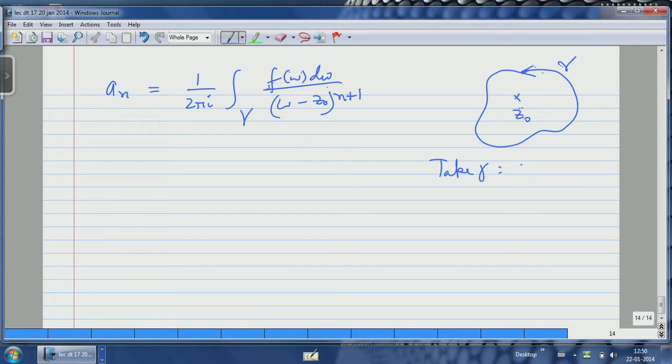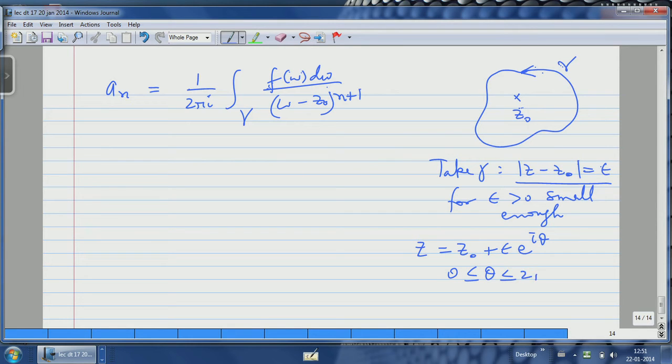Take gamma to be the circle mod z minus z naught is equal to epsilon, for epsilon positive small enough so that on the circle and inside the circle, except at the point z naught, the function is analytic, okay. And then you can write the equation mod z minus z naught equal to epsilon as a parametric equation and do an integration, okay. So this is the same as writing z is equal to z naught plus epsilon e to the i theta, where theta varies from 0 to 2 pi, okay.